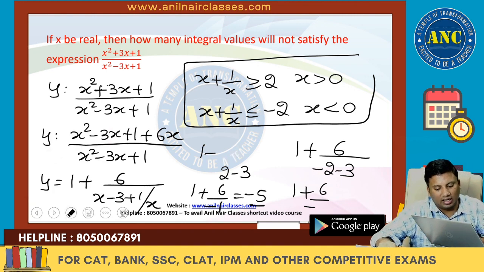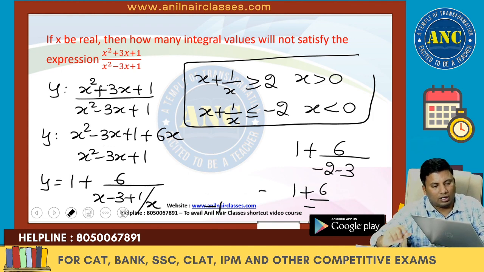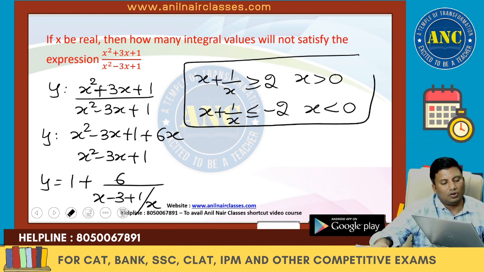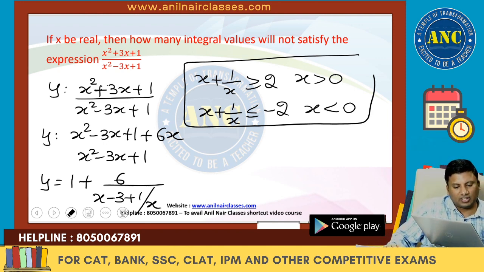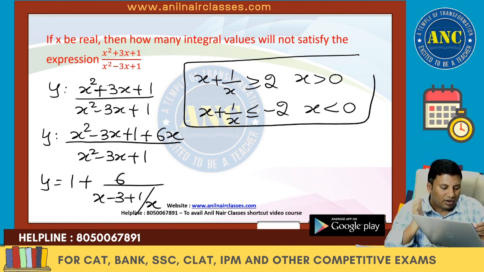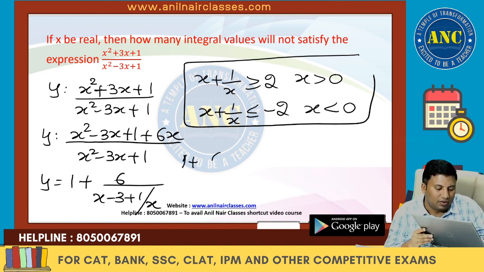Now see here, till here it is clear. Till here it is perfect. Here I am writing it like this. If I write like this, till here it is clear. 1 plus 6x by x, x cancels, minus 3 plus 1 by x. So y will be 1 plus 6 by x plus 1 by x, minus 3.